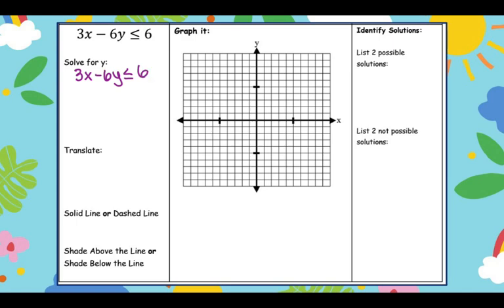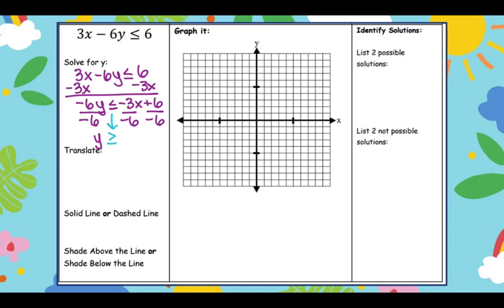To solve for y, we start by moving our x. So minus 3x from both sides. This gives me -6y is less than or equal to -3x plus 6. And then I'm going to divide both sides by -6. Now, one thing that you have to remember with inequalities is since I am dividing by a negative number, that actually flips my sign around. So instead of less than or equal to, I now have greater than or equal to.